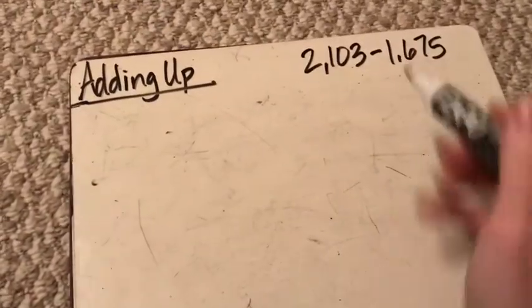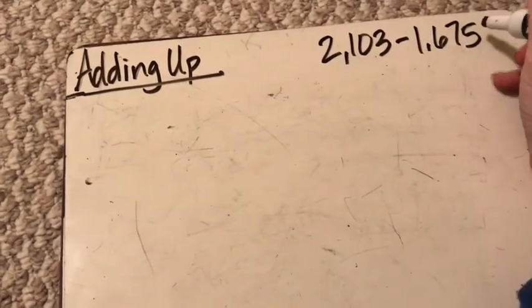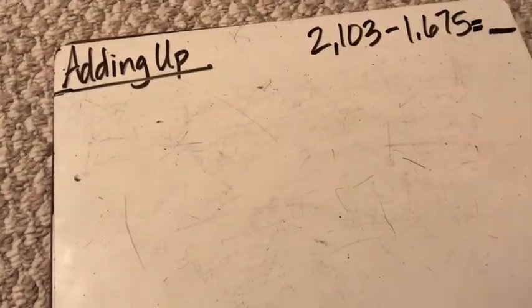All right, so let's take a look at this problem. 2,103 minus 1,675 would give me the difference here.